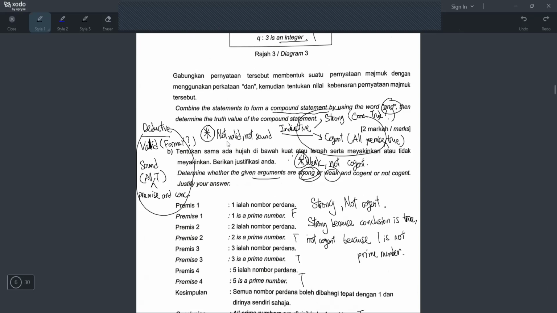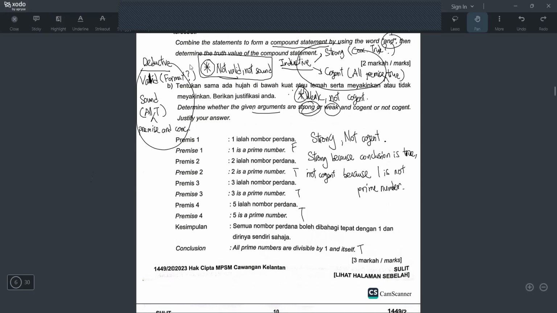So if it's not valid, it's automatically not sound. You can see from my notes here. The way I write it is a little bit different, but the concept is the same, right? Okay, let's look at this Kelantan question. Determine whether the given argument is strong or weak, and cogent or not cogent.